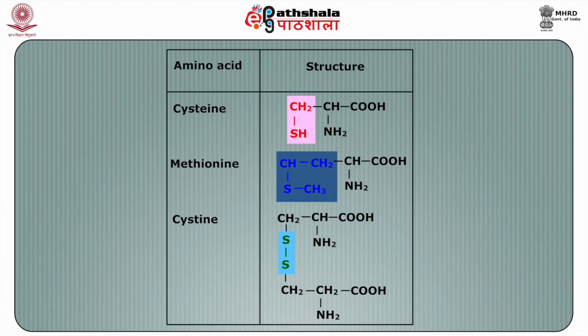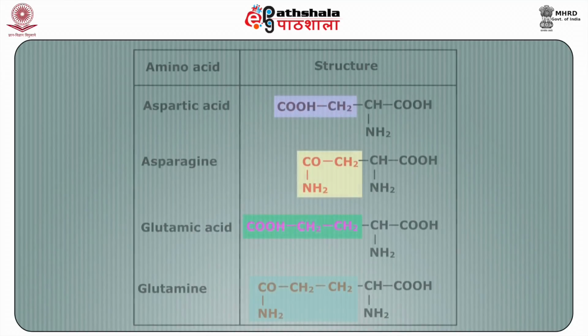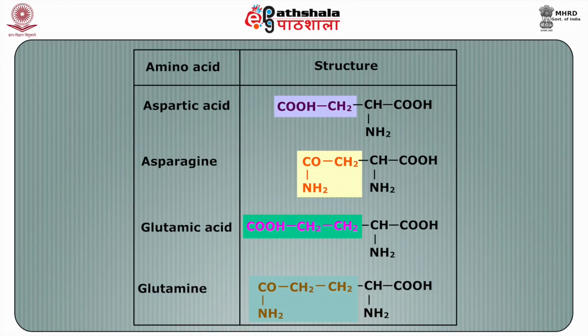Sulfur containing amino acids contain a sulfur group in their R group. Examples are cysteine and methionine. Two cysteine SH groups can be oxidatively joined to form a disulfide bridge in a double headed amino acid, cystine. Acidic amino acids are dicarboxylic acids, containing an additional carboxylic group in their side chain, and also exist in their corresponding amides. Examples are aspartic acid, asparagine, glutamic acid and glutamine.